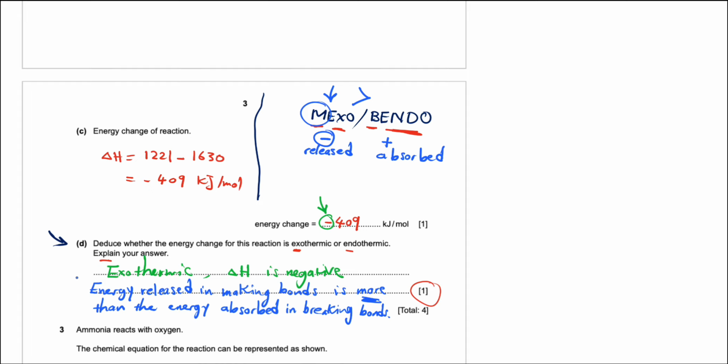Let me tell you that this is the best ideal answer for this fourth last point of this typical question of chemical energetics. So once again, remember, an explanation question, always remember mexo-bendo. Mexo, negative, released; bendo, positive, absorbed. And you look at the overall. If it's negative, it means that left-hand side negative part is greater. If it's positive, it means that right-hand side part is greater.